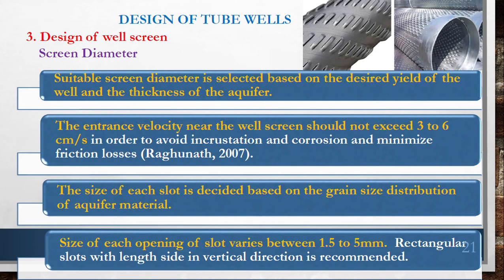It is based on the aquifer material. And the size of each opening of the slot varies between 1.5 to 5 mm. Each opening of the screen should be based on the entrance velocity, and it should be between 1.5 to 5 mm. That is the maximum size of the slot which we can provide. So the screen diameter should be based on the desired yield and the thickness of the aquifer.